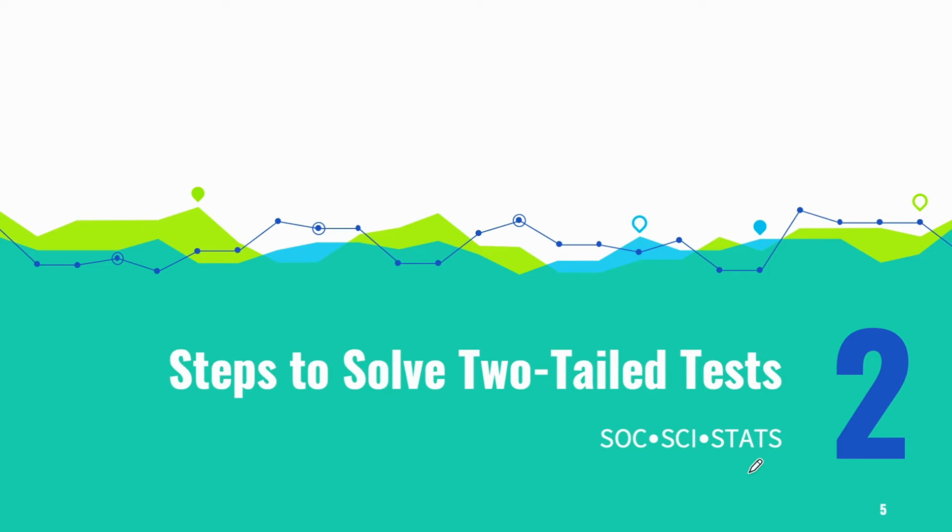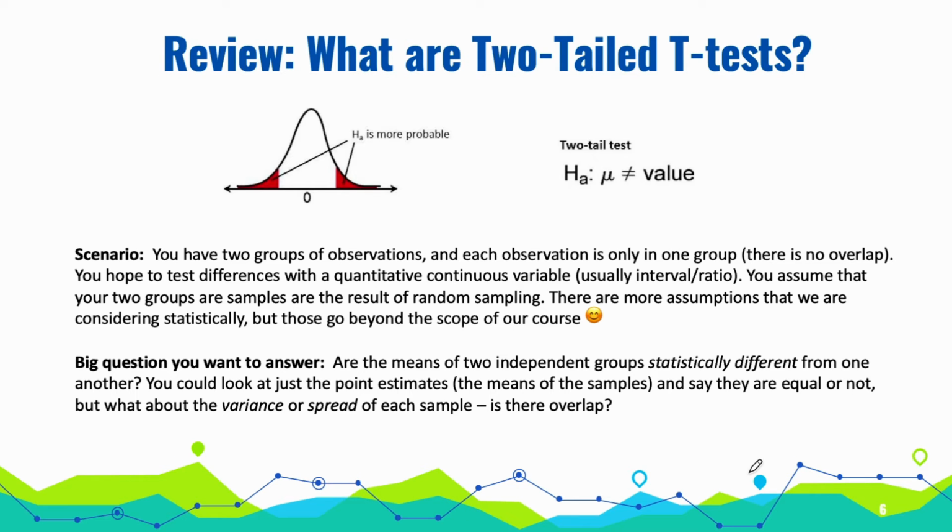We're going to go through each type of test, and we're going to use a practice problem that we talked about before to show how to do these steps together. So let's review. What are two-tailed t-tests? We're saying that our alternative hypothesis means that our two means are not equal. They are statistically different at the population level.